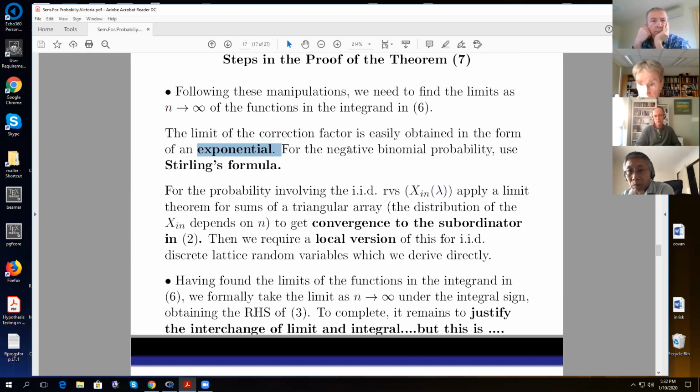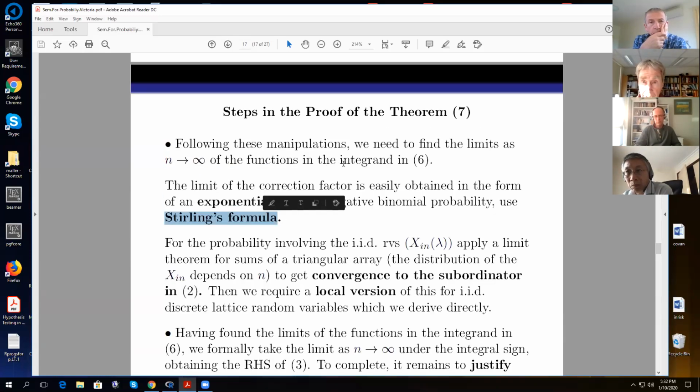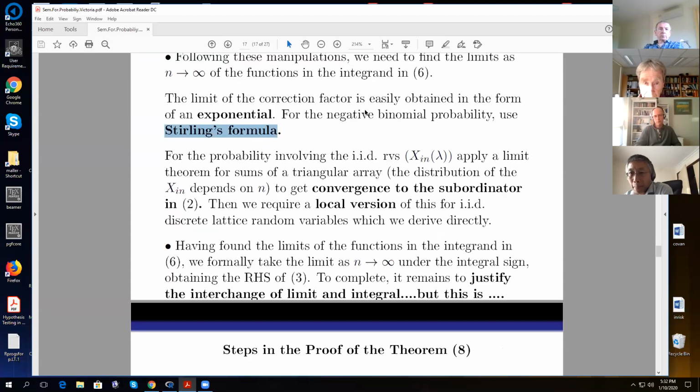And also the negative binomial probability, if you write it out, it's just some factorials. And you can use Stirling's formula to get the limit. It turns out that the n to the alpha, the lambda n here, is exactly the right scaling to give you the limit for the negative binomial.